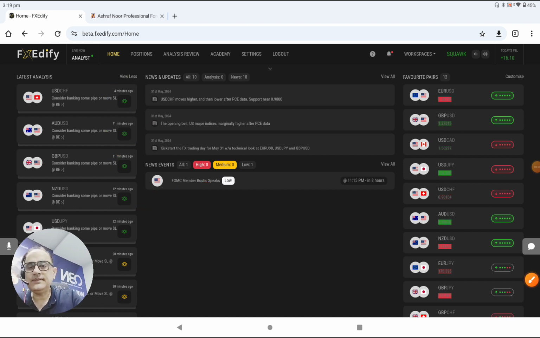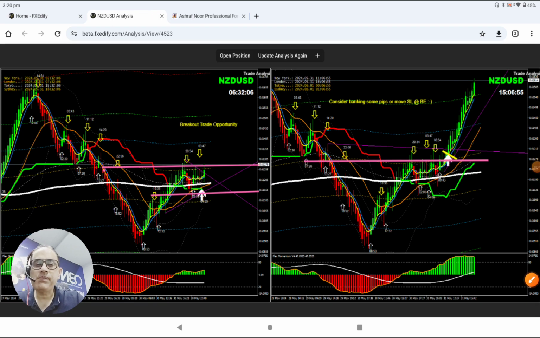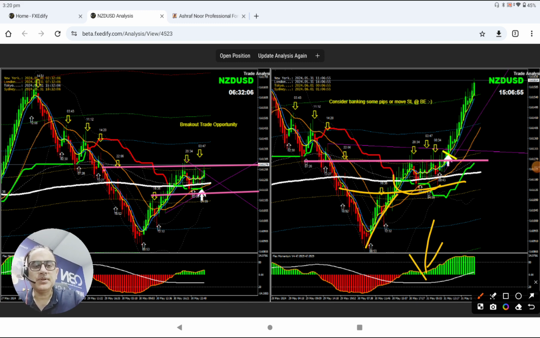So if you look here, Kiwi dollar, pretty straightforward. Price developed impulsive move and correction. We're looking for this breakout. Momentum is bullish. Beautiful breakout, hit the profit target. And that's what I explained to my traders: it's time to enjoy amazing profit. You can see here, that was a beautiful trade.